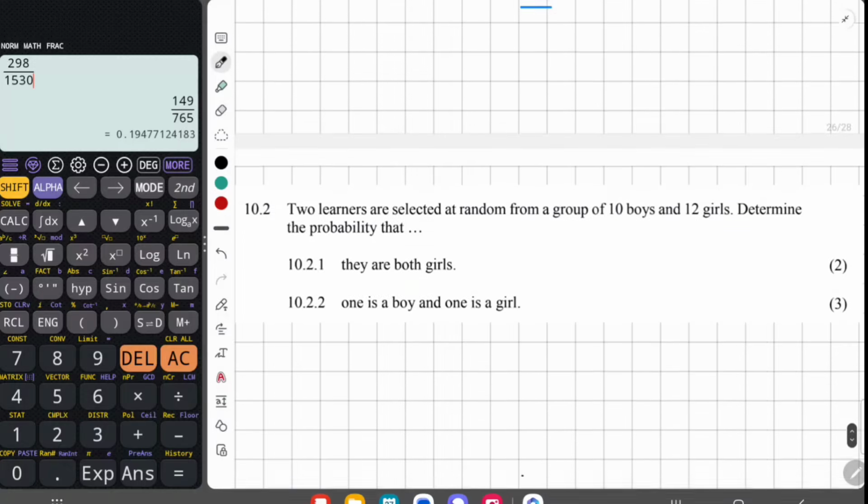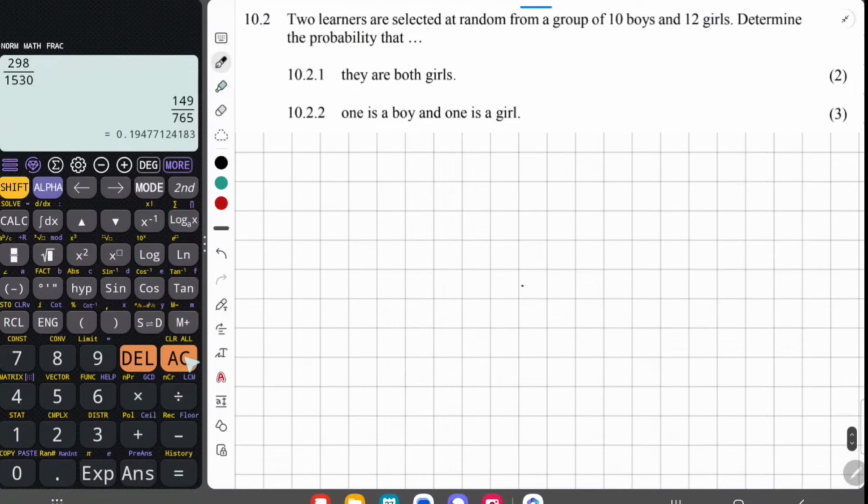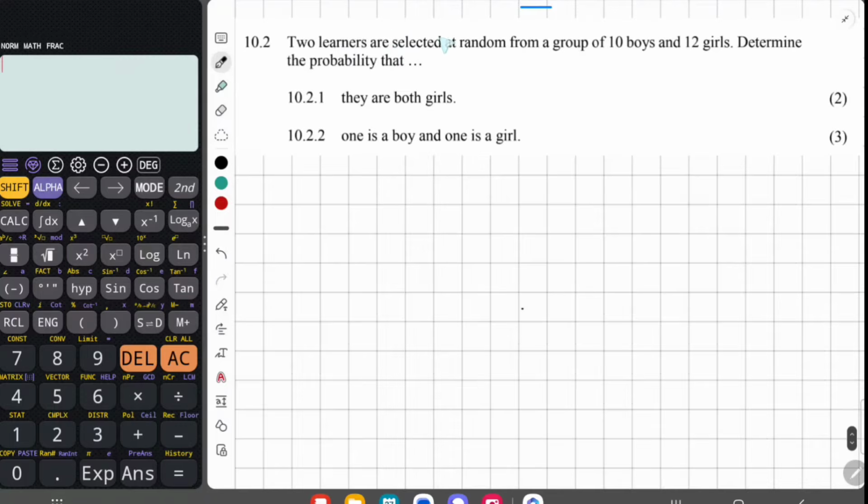Okay, then moving on to the next question, 10.2. So 10.2 says, 2 learners are selected at random from a group of 10 boys and 12 girls. Determine the probability that 10.2.1, they are both girls. Okay, so the fact that they're saying that 2 learners are being picked at random from a group, I want you to see it like this. It's not a case that the 2 learners are being picked at once. They're being picked one after the other. And that's usually what they mean when they say 2 learners are picked or 2 apples are picked.